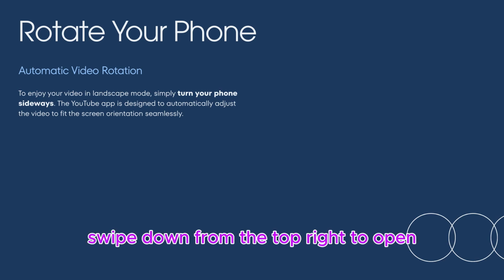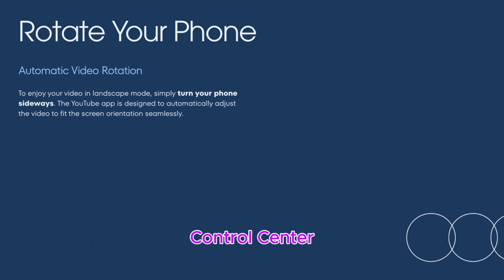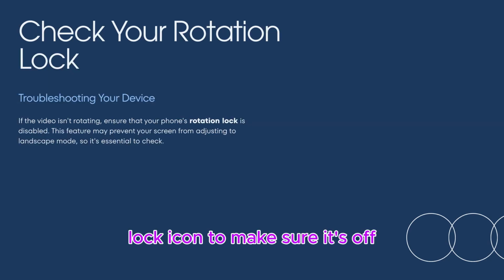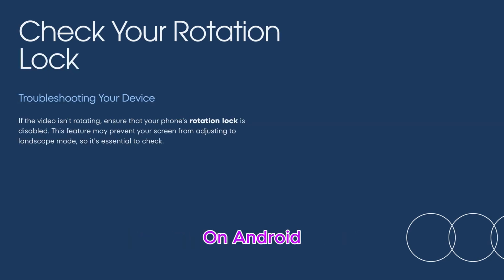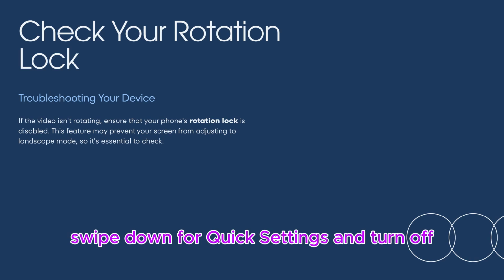On iPhone, swipe down from the top right to open Control Center. Tap the rotation lock icon to make sure it's off. On Android, swipe down for quick settings and turn off portrait lock.